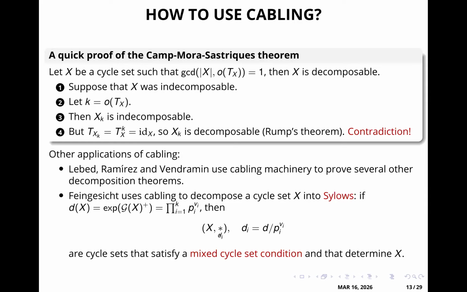And so you get some kind of cycle sets that satisfy what you could call a mixed cycle set condition. And you can continue to analyze cycle sets locally in some sense. So cabling gives us a way to actually decompose cycle set structures into local structure, which is extremely valuable to do proofs. So the question is now, how can we go further?